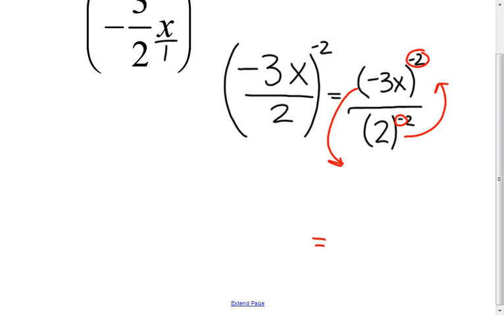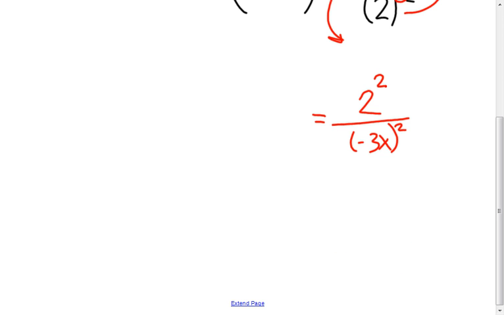Okay? So what that will look like is this. I have the 2 that gets moved to the upstairs so that it can become positive, and I have the negative 3x that needs to get moved to the basement so that it can become positive, and this is what it looks like here. Notice that this negative right here did not get changed when it got moved to the basement. Only the exponent becomes positive.